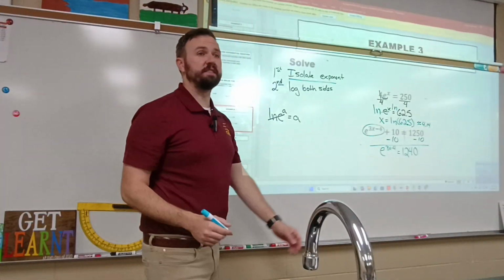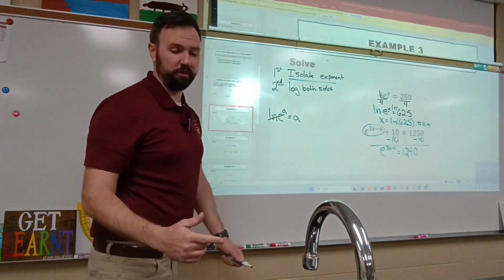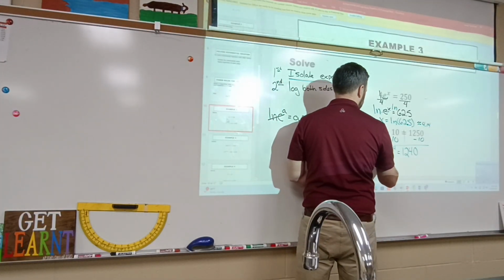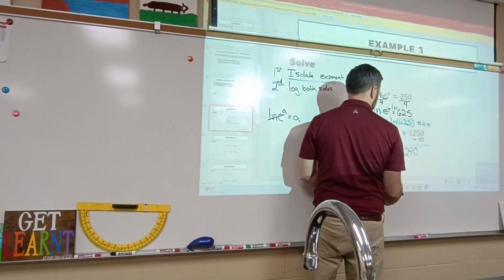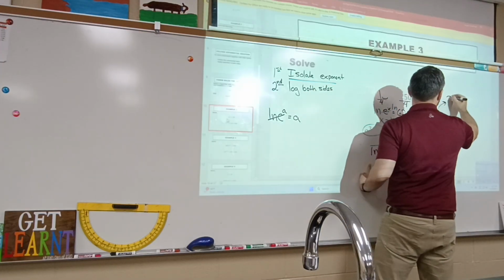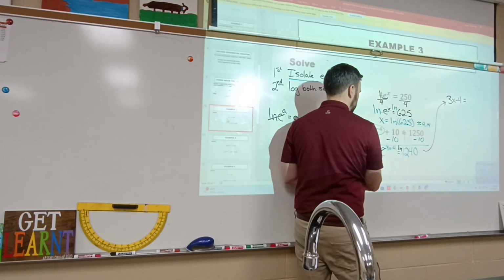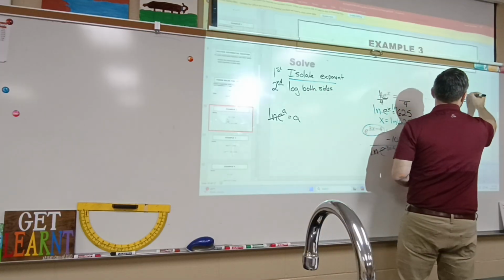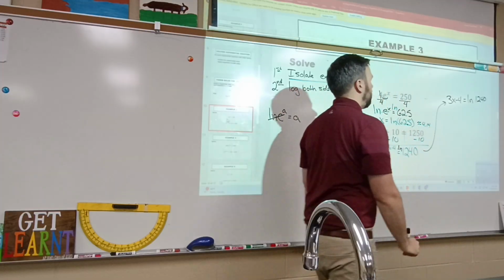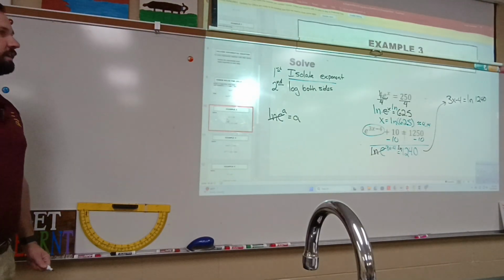Now, what can I do to both sides to get rid of the e and the exponent? This is the most important. This is the new step for you guys. What do I do to both sides? Natural log it, right? If I natural log both sides, I end up with 3x minus 4, because those are going to cancel, equals natural log of 1240. Again, I'm going to try to leave that in. I guess this one you can round.